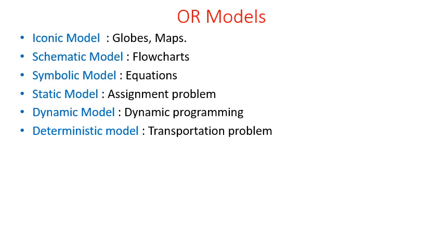If I transport 1 unit, it costs 10 rupees. If I transport 100 units, 100 into 10, 1000 rupees will be my total transportation cost. Very sure about the outcome, the outcome is certain here in a deterministic model.